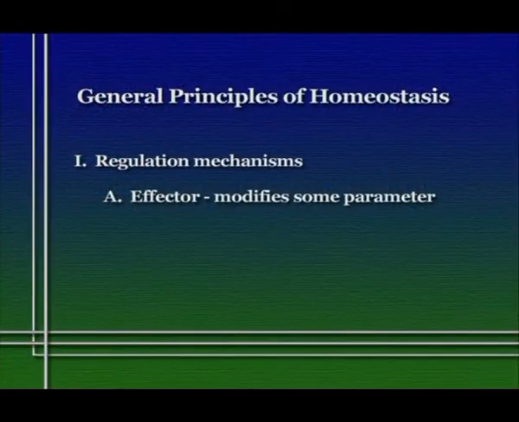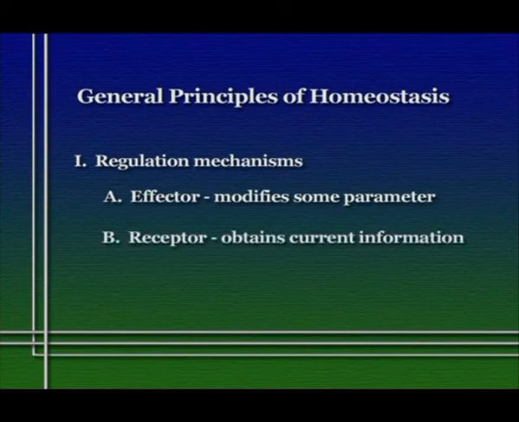We call any mechanism that modifies some parameter of the internal environment an effector. The accelerator and brake are the effectors in our driving example. We can call any mechanism that obtains information about the present state of the internal environment a receptor. In a car, the receptor is a mechanical mechanism that senses how fast the wheels are turning and converts this information to a value displayed on your speedometer.